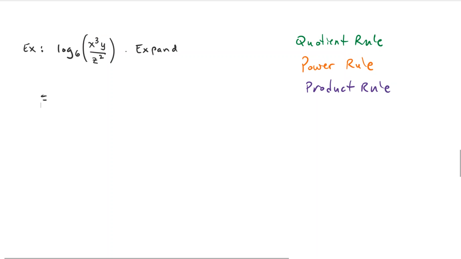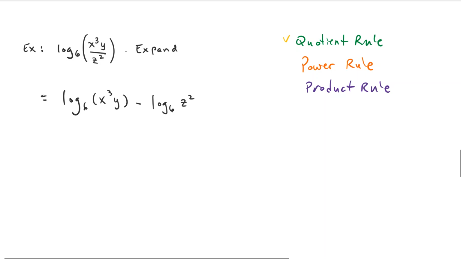So log base 6 of, we're going to use the quotient rule first. We'll have log base 6 of x cubed times y minus log base 6 of z squared. My z's have little hashes in the middle and my 2's don't. So if you're wondering how to differentiate the 2, that is how. Now we have used the quotient rule, so we can kind of check that off.